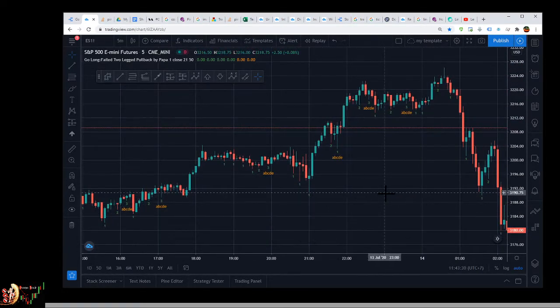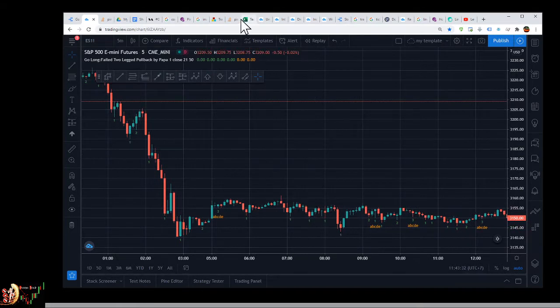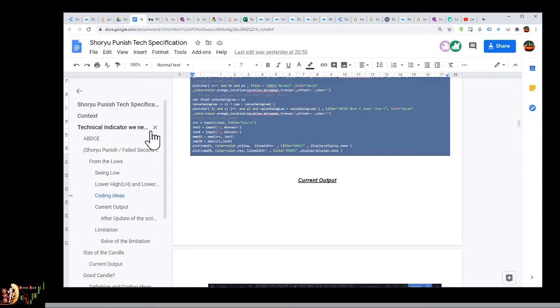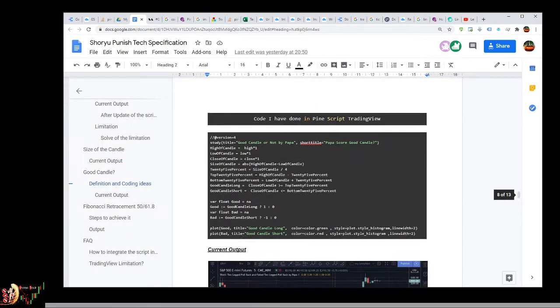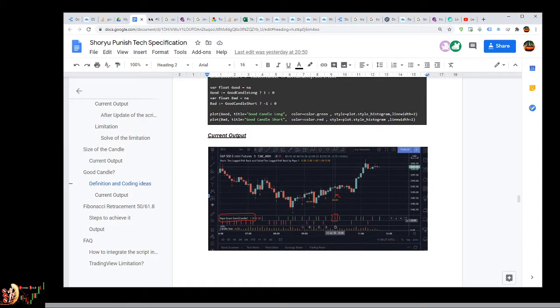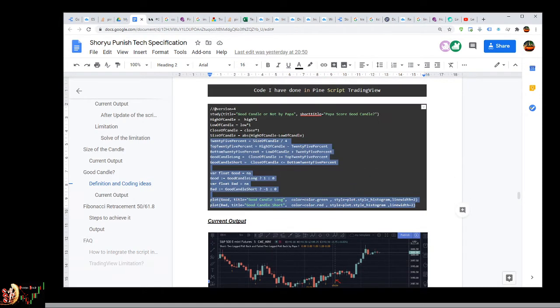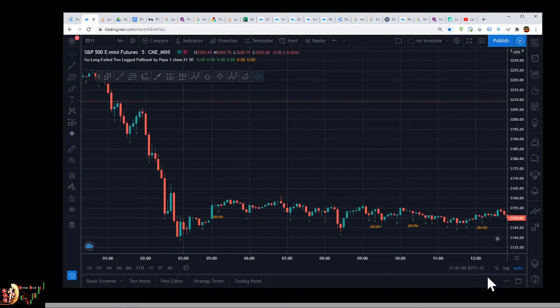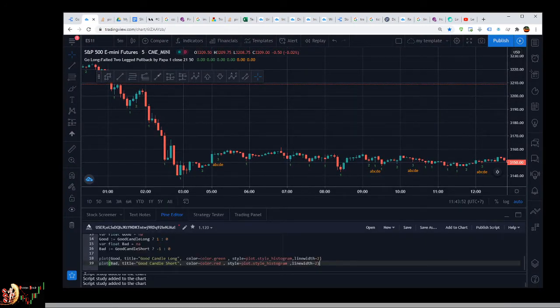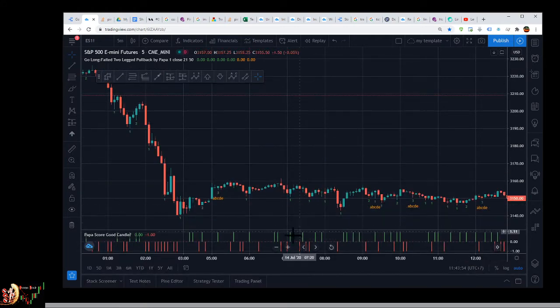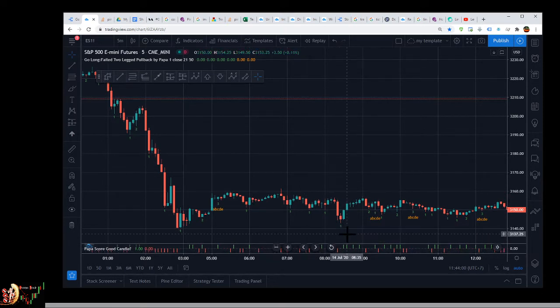Now what I'm trying to do is code the other part of the Papa score. On the Papa score we had: is it a good candle or not? This is also done. I think I showed it, or maybe I didn't show it in the previous video. Basically, I can put it on the screen over here. If the candlestick is good, it will point one, so you'll have one, and it will be green if it's on the long side, and red if it's on the short side.